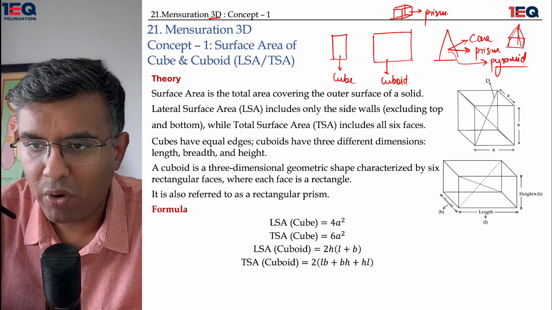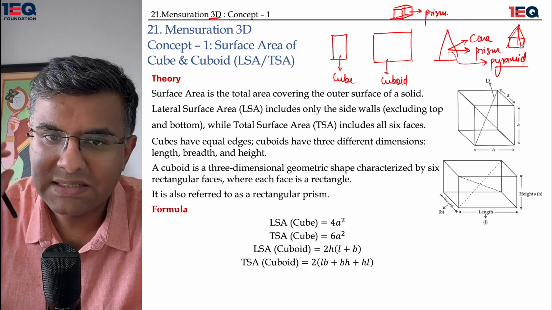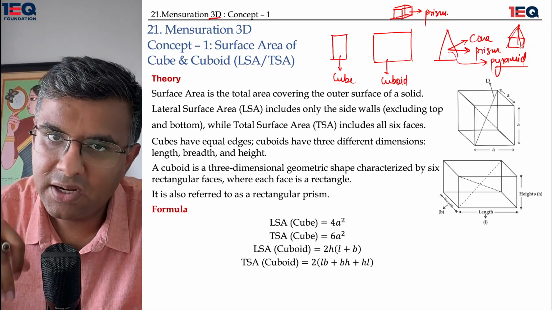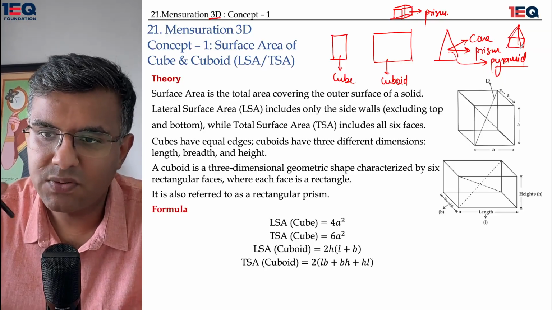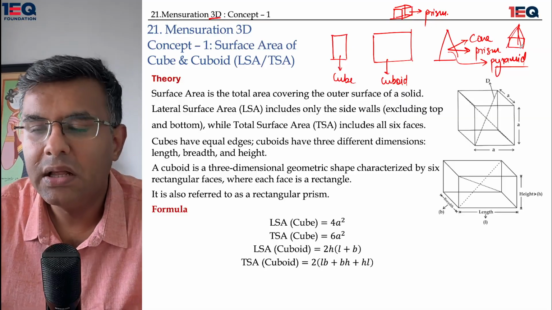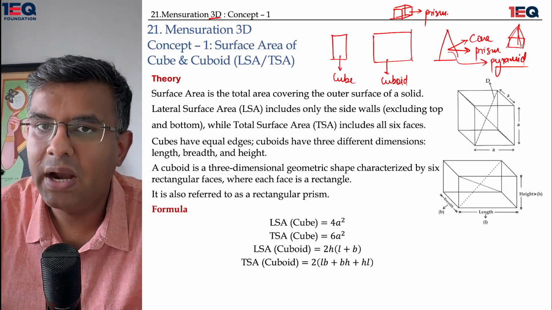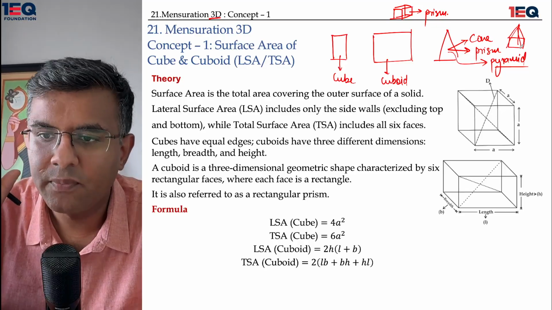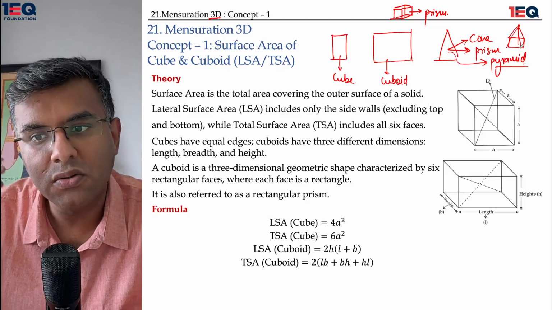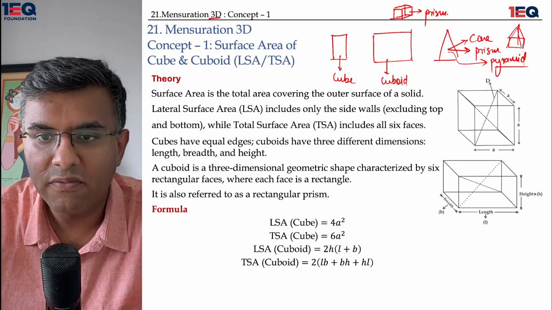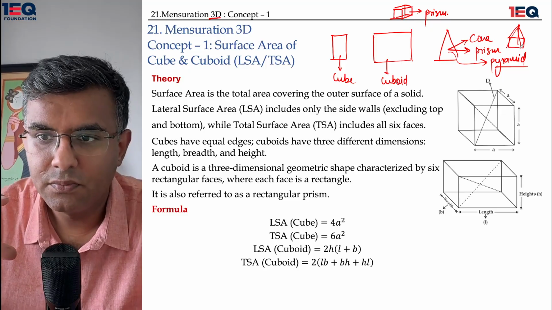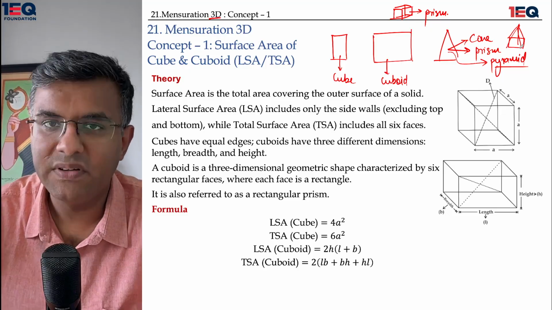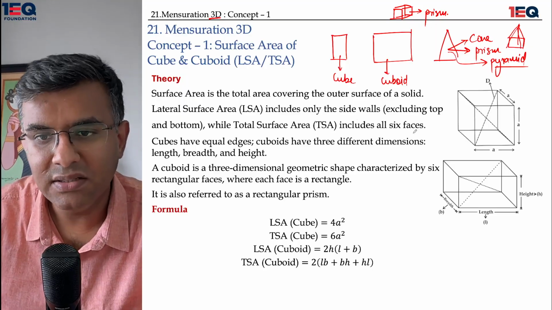A pyramid has a point at the top, and a prism has the same top as it had the bottom. So the bottom and the top for a prism are going to be the same, and for a pyramid the bottom is going to be a shape and the top is going to be a point. A cone is also a type of pyramid which has its base as a circle.